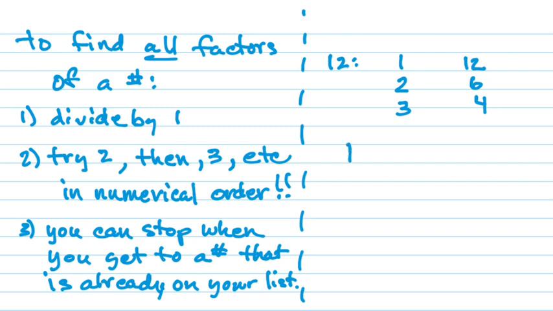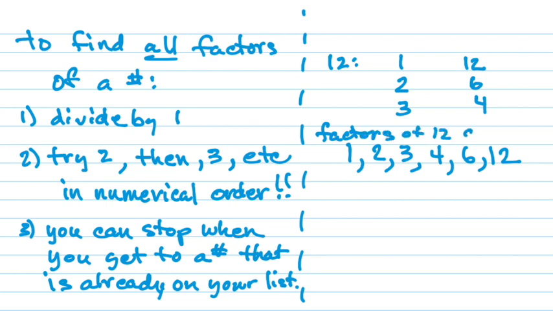So your factors are 1, 2, 3, 4, 6, and 12. Notice that I wrote them in numerical order. So the factors of 12 are 1, 2, 3, 4, 6, and 12. That is every number that will divide evenly into 12. It's good? Super easy, yes?